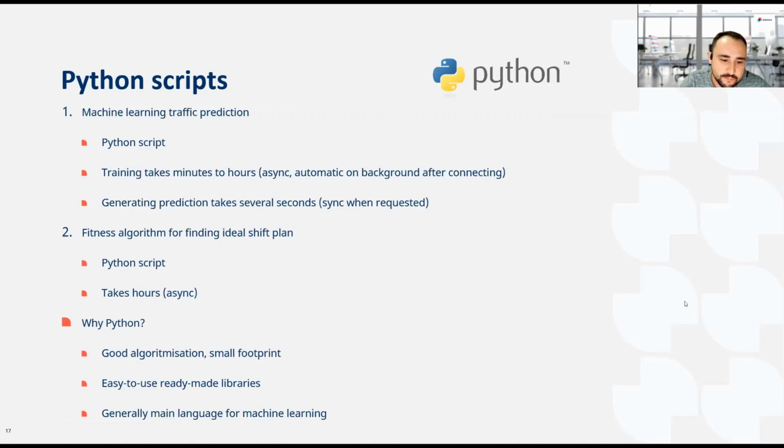Why are we using Python for this? It's pretty good for algorithms. It doesn't add that much to the code; it has a really small footprint. It has a lot of easy-to-use libraries already prepared for the purpose we want to use them for. And these days, it's pretty much the main language for machine learning and AI. Pretty much anyone doing something with AI is doing it in Python these days.